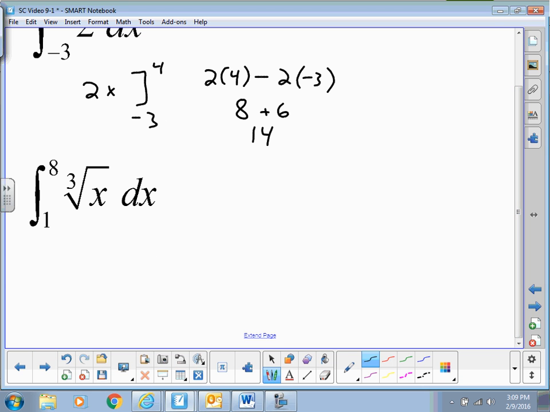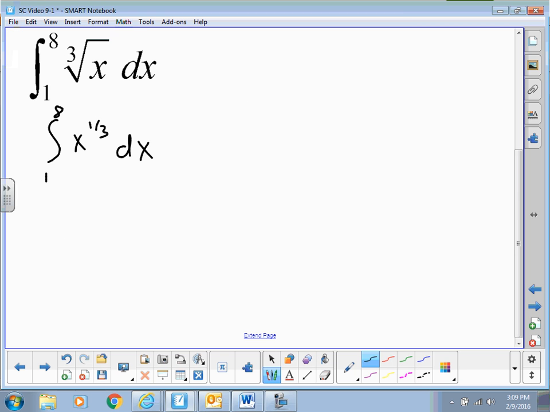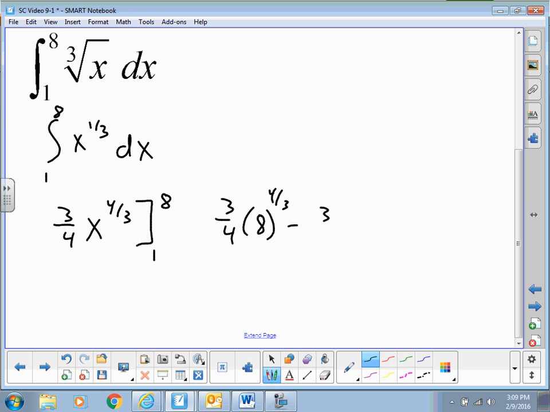In this second example, let's think of this as x to the 1/3, and that will make it a bit easier. We'll take our antiderivative, so our exponent will go up 1 to 4/3. We'll divide by 4/3, which would give us 3/4 out front, and we've got to evaluate it from 1 to 8.